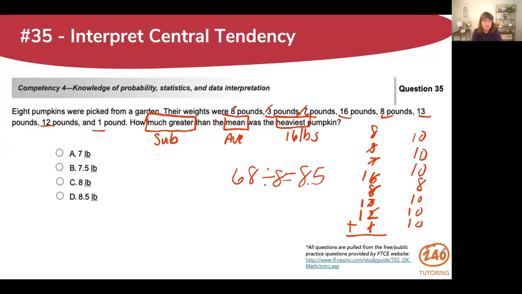And now we know if the heaviest pumpkin was 16 pounds, 16.0, and the mean is 8.5, we can subtract. And again, you can use your calculator and it will go faster and you'll get 7.5 pounds. So I hope you're seeing these aren't nearly as difficult as the math we've been doing the last few weeks, okay? So hopefully you're feeling a little bit more confident as we progress here.